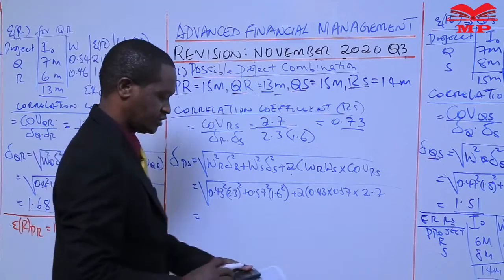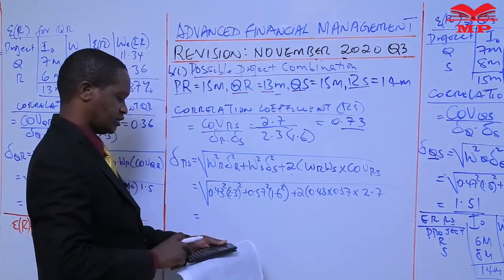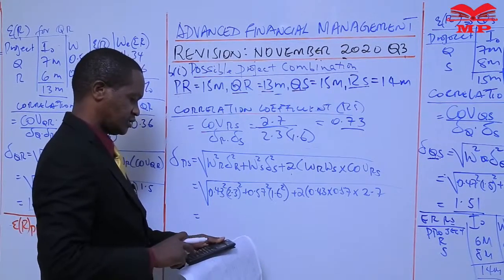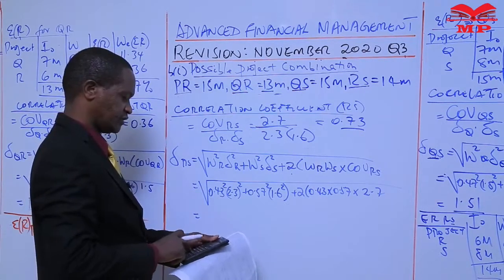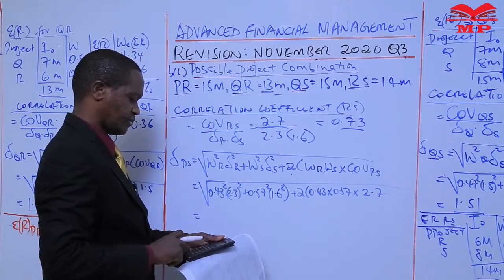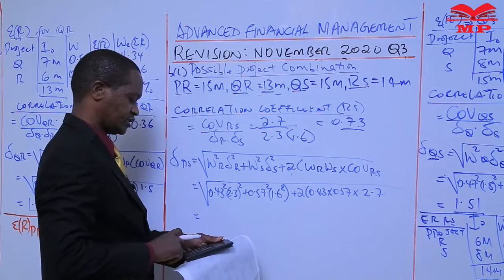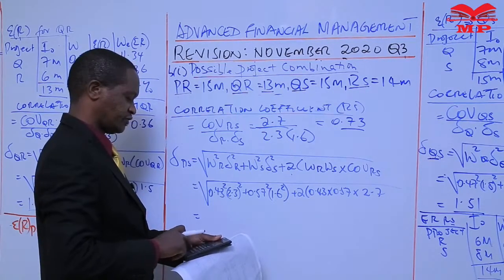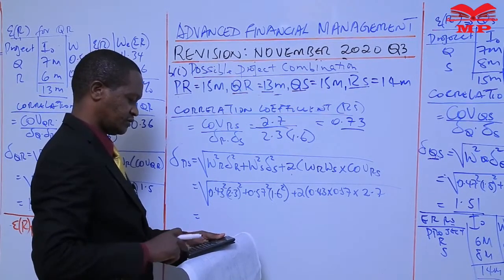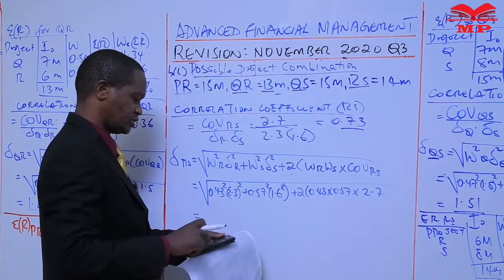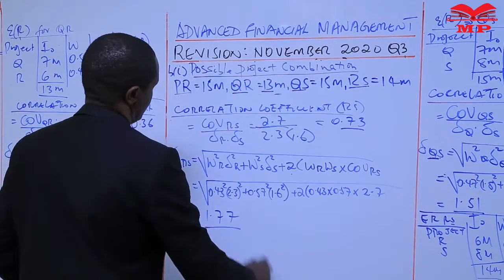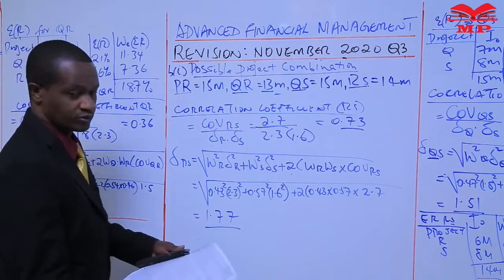The rest is the work of the machine, the calculator. 0.43 squared times 2.3 squared plus 0.57 squared times 1.6 squared plus 2 times 0.43 times 0.57 times 2.7. Then we get the square root. The answer is 1.77. That's the standard deviation.